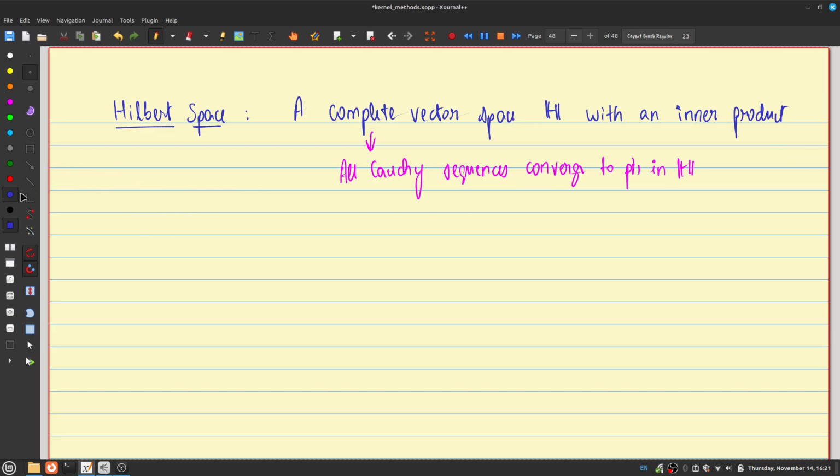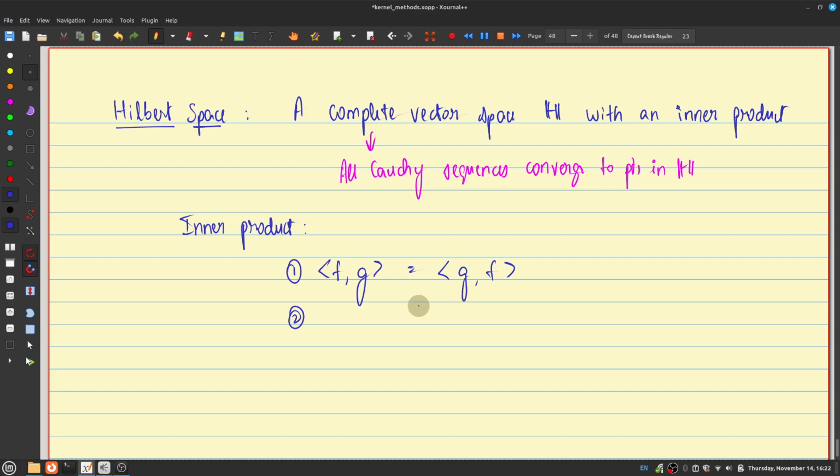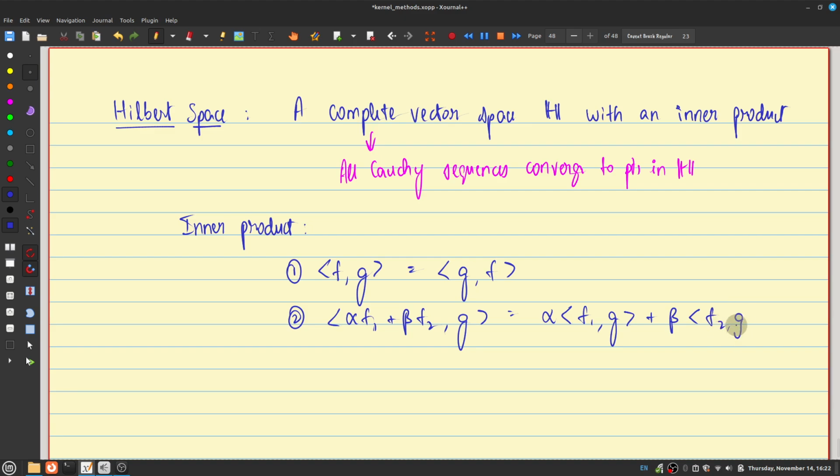But over this, I also need an inner product. It has to satisfy the following properties. So the inner product has to be symmetric. If I take the inner product of any two elements f and g, then this is also equal to the inner product between g and f. I want this to be linear in either of the arguments: the inner product of alpha f1 plus beta f2 with g is equal to alpha times the inner product between f1 and g plus beta times the inner product between f2 and g.